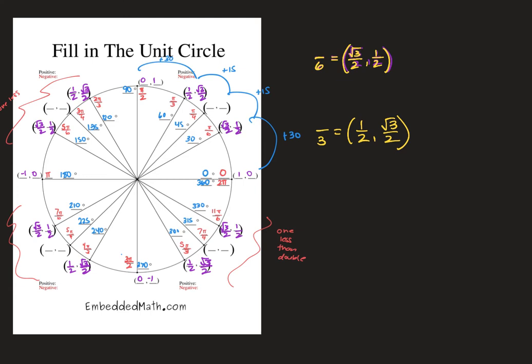And all the over 4s are √2/2 and √2/2. So this would be based on a 45, 45, 90 triangle in which the legs would be the same. That's why these are both the same. √2/2 for both. Almost done. We just got to do the signs.